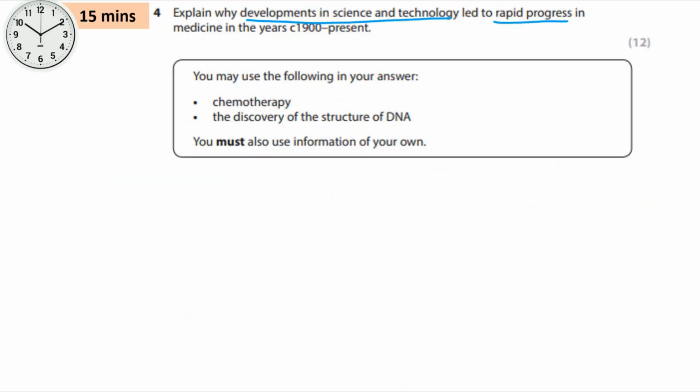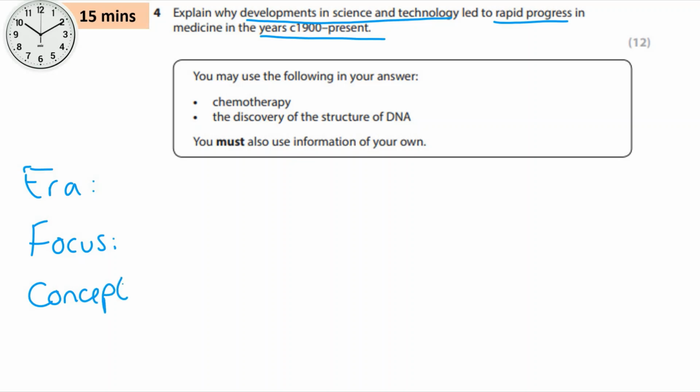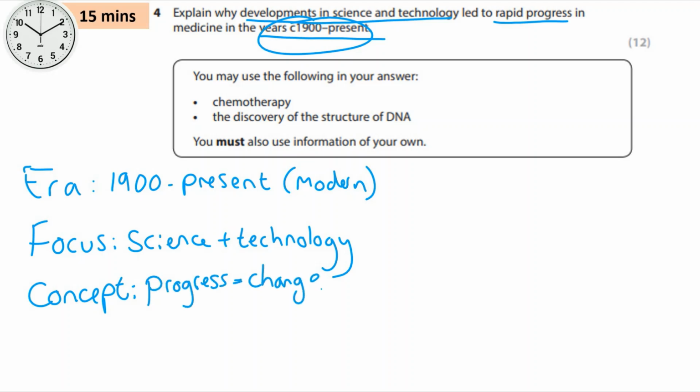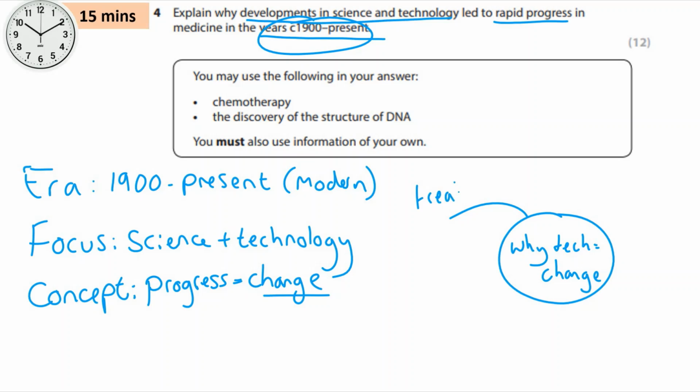Moving on then, the second question that you're going to come across in the medicine through time part asks you to explain something. So this is a 12 marker, and the example I've got here says explain why developments in science and technology led to rapid progress in the years 1900 to present. With any question like this, always start by writing out the era, focus, and concept. This makes sure that you're directly focused on the topic in the question. You don't go off on a tangent, which you can't be rewarded for. So in this question, my era is 1900 to present, my focus is science technology, and the concept I've been given is change. This will vary from question to question.